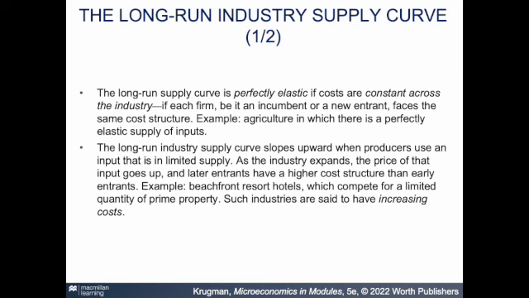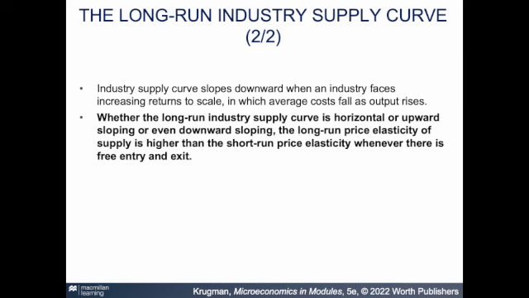9. The long-run industry supply curve. The industry supply curve slopes downward when an industry faces increasing returns to scale, in which average costs fall as output rises. Whether the long-run industry supply curve is horizontal or upward sloping or even downward sloping, the long-run price elasticity of supply is higher than the short-run price elasticity whenever there is free entry and exit.